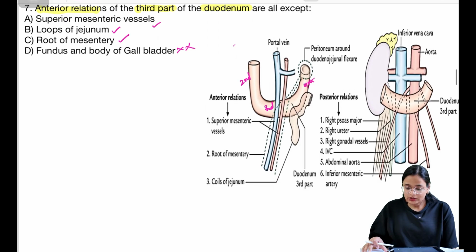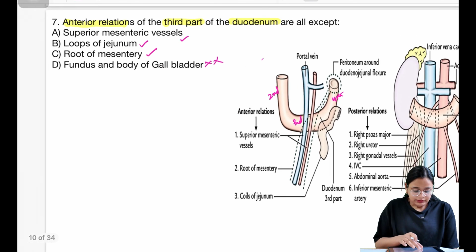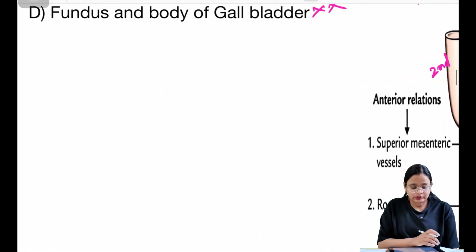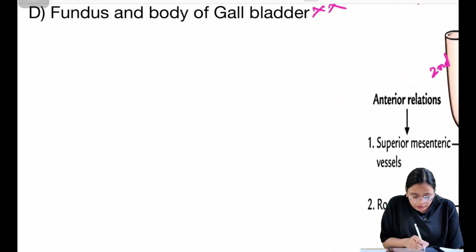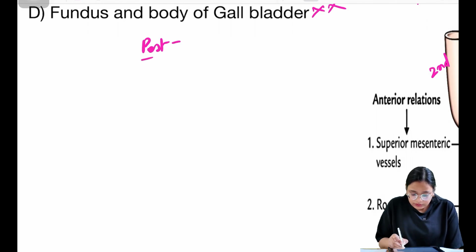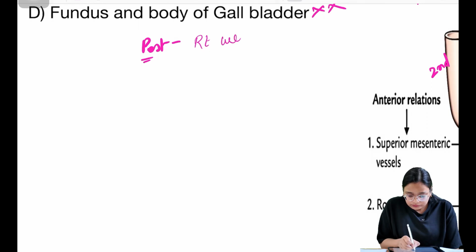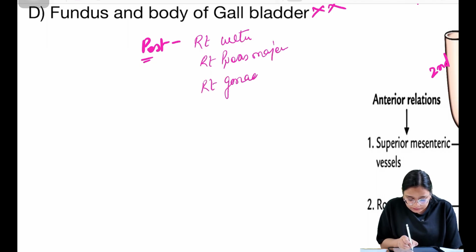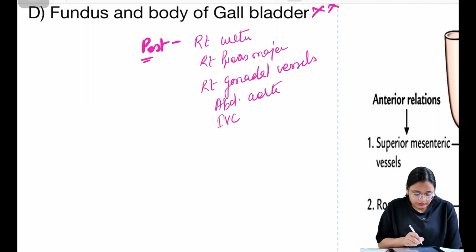So if you want to remember, I will tell you all the relations of third part of duodenum. So posteriorly it is related to which structures? It is related to the right ureter, right psoas major muscle, right gonadal vessels, abdominal aorta, inferior vena cava. Okay, all these.